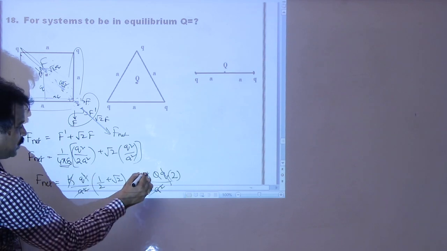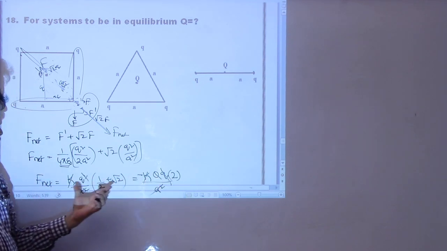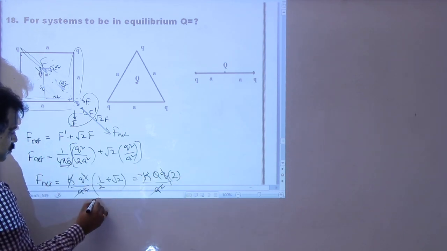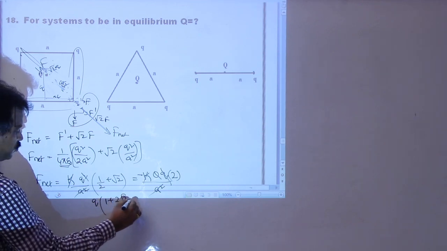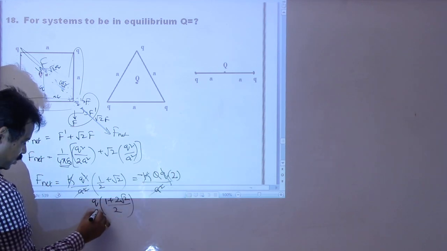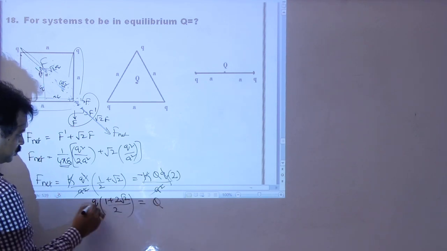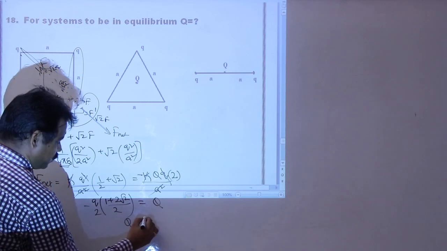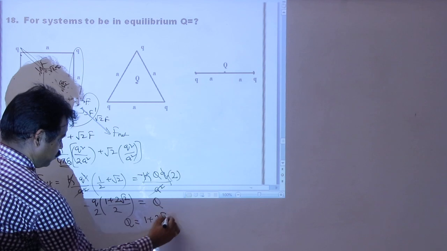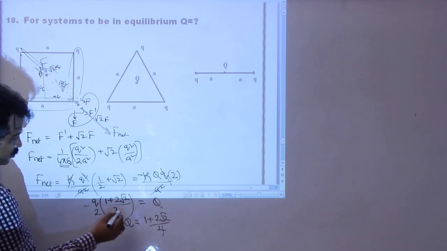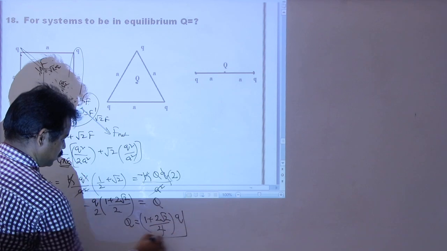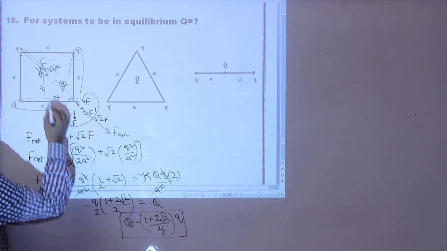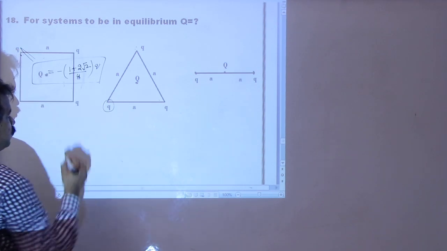Cancel K, K, A square, one of the Q, one of the Q. But remember, this must be an attractive force, as this is a repulsive force. I am keeping minus Q here. So now this will become Q (1 plus 2 root 2) by 2, and this 2 also comes to this side, is equal to Q, this is minus. So capital Q can be written as (1 plus 2 root 2) by 4, because 2 into 2 is 4, into small q, but this charge must be negative because minus is there. So this is a negative charge.